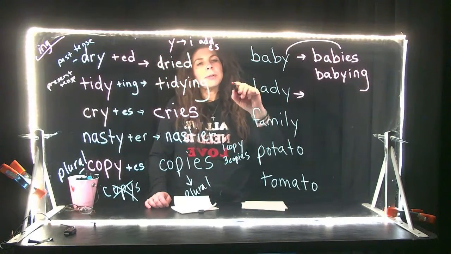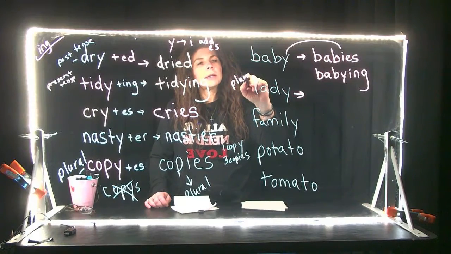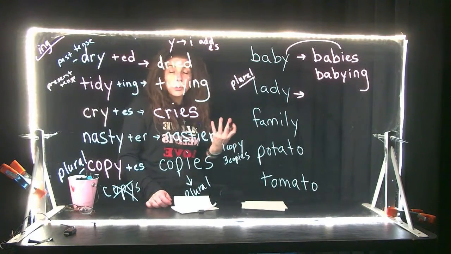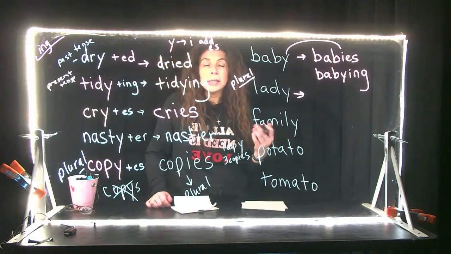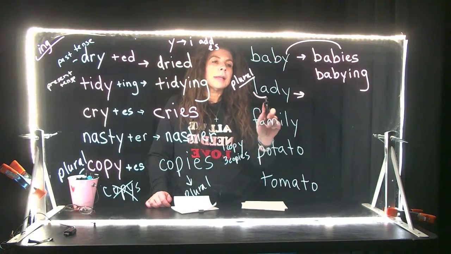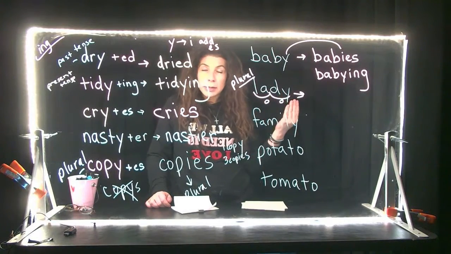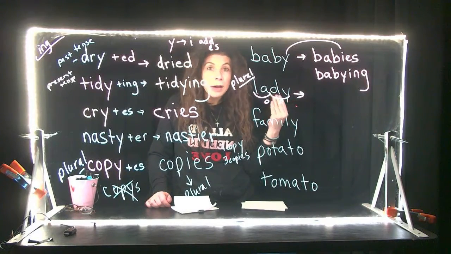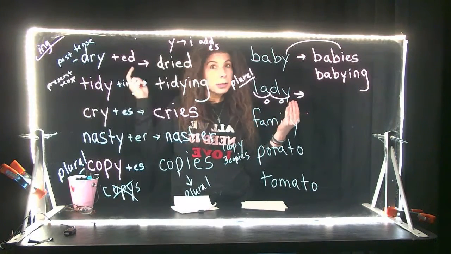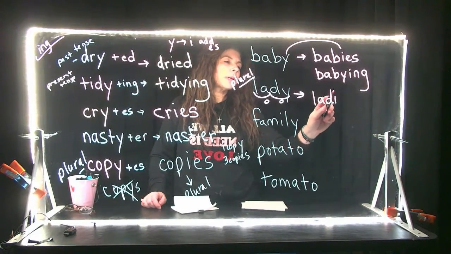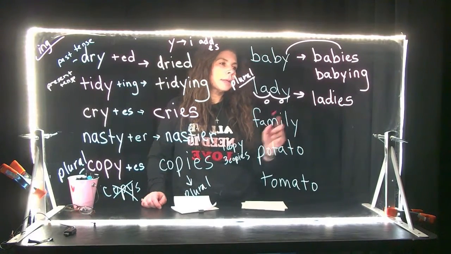What if you wanted to say plural? The ladies were talking. The ladies were talking about school. Lady, two open syllables, ends with a Y, adding a suffix. It doesn't matter if it's a vowel suffix or a consonant suffix, as long as it's not an ing. I must change that Y to an I and add ES.